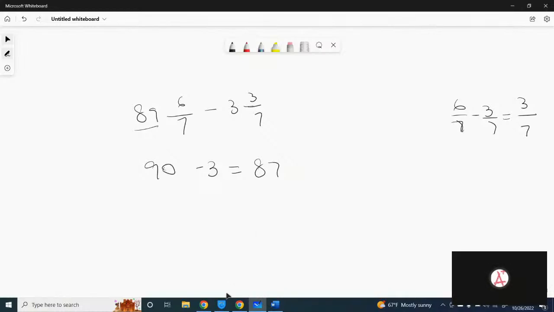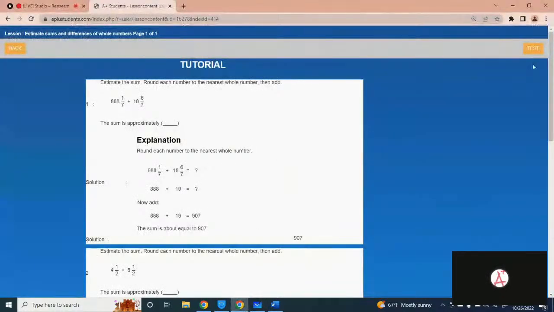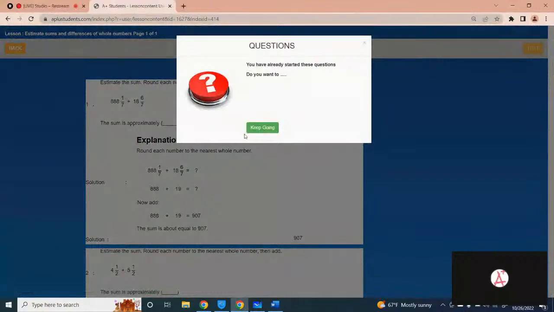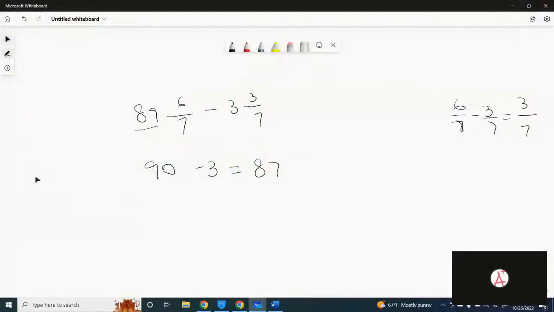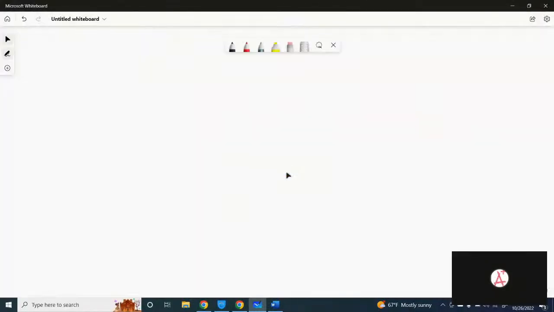On the top right corner we have a test button. Let's just start with the test. Estimate the difference: round each number to the nearest whole number and then subtract. So first of all we have to round both the numbers to the nearest whole numbers and then subtract. So 85 and 2/3 subtract 76 and 2/3.